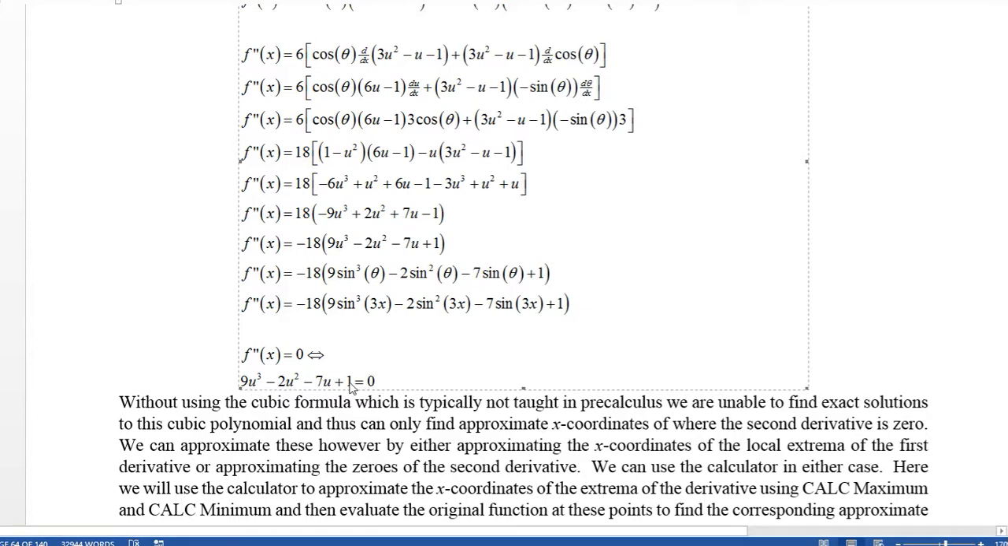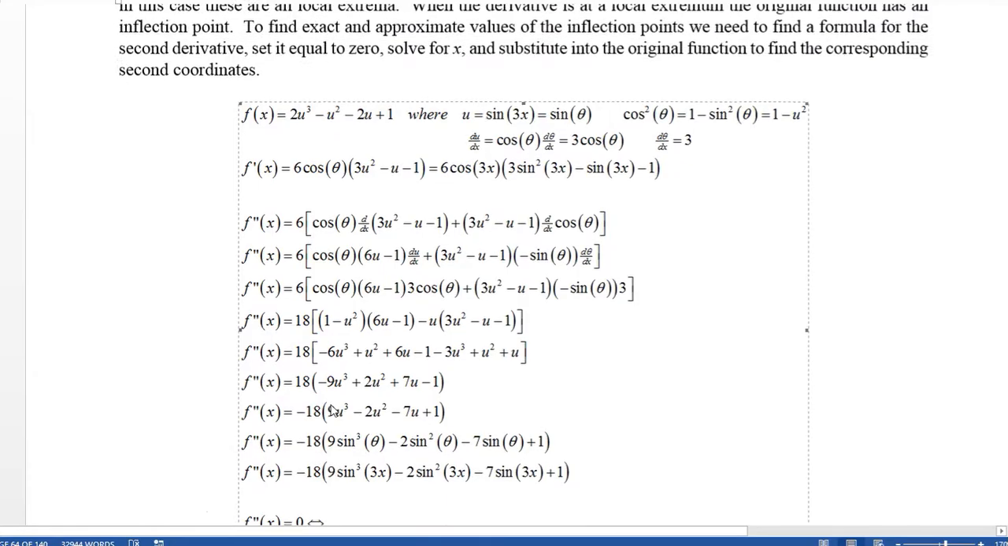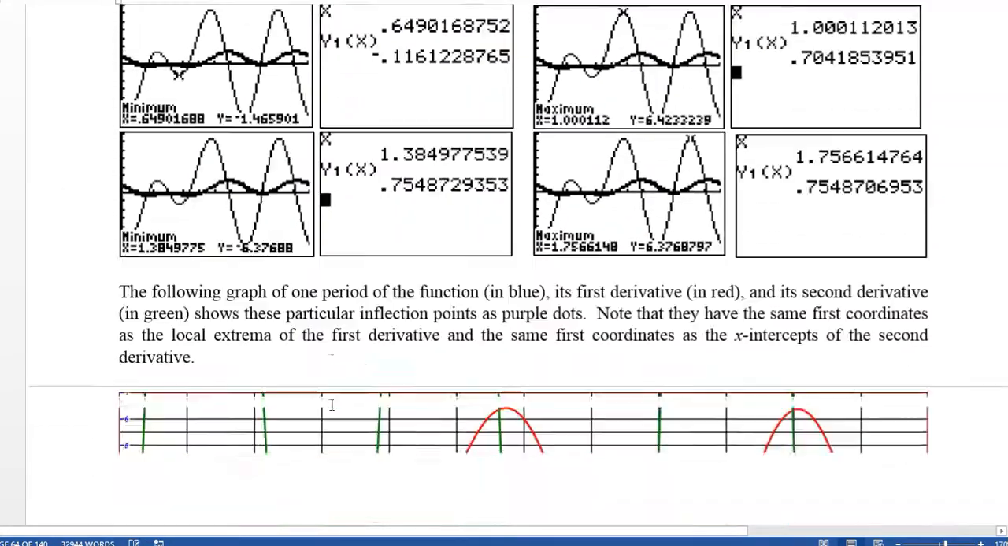So now at some point here we're down to doing approximate solutions. So we'll come back and look at this a different way. So what can we do? We can either graph this version of the second derivative and calculate the zeros using, say, Newton's method approximately, or just the calc zero on the calculator, or we could get equivalently the same thing by finding these.